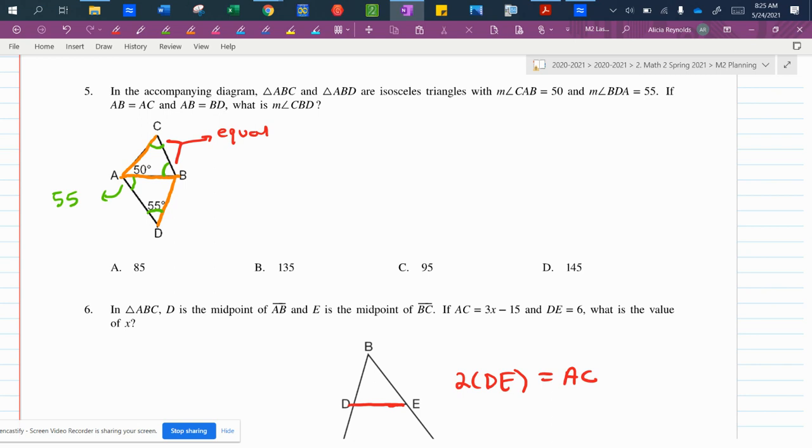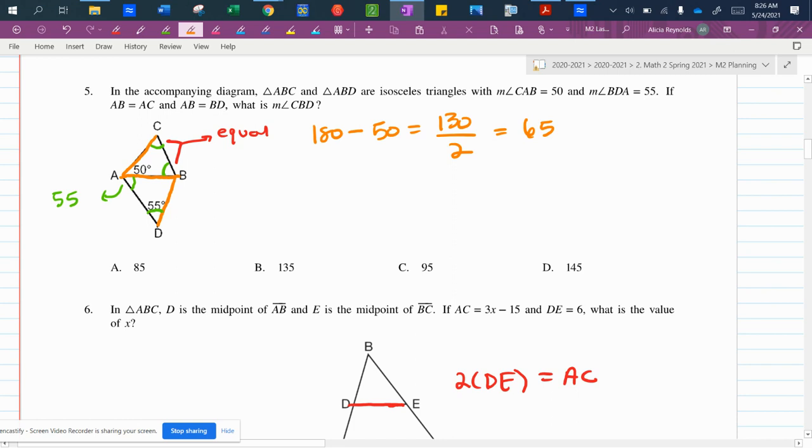Who can tell me what we need to do to find out what angle C and B equal, if they're the same? Yes? Subtract 50 from 180 and then divide it by 2. Yes. So what's 180 minus 50? 130. And 130 divided by 2 was 65. Very good.